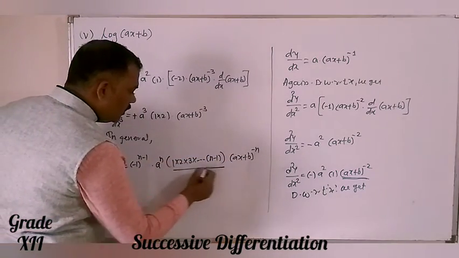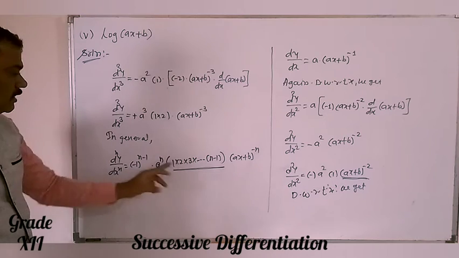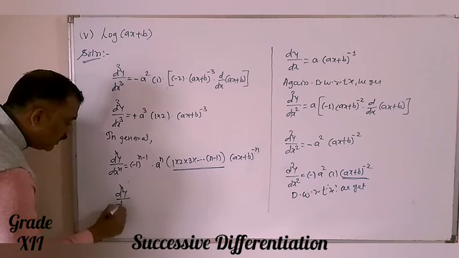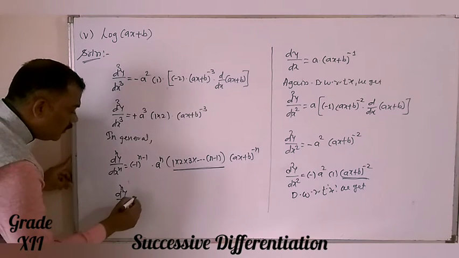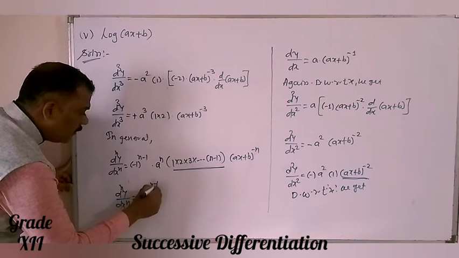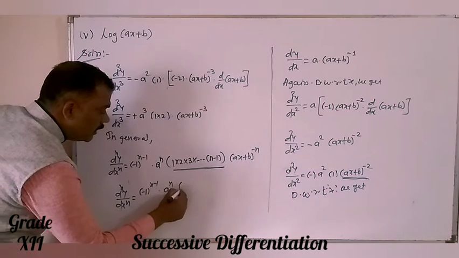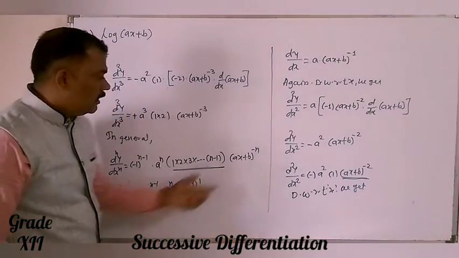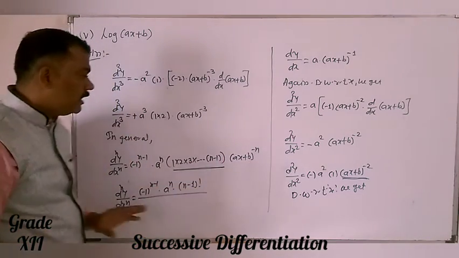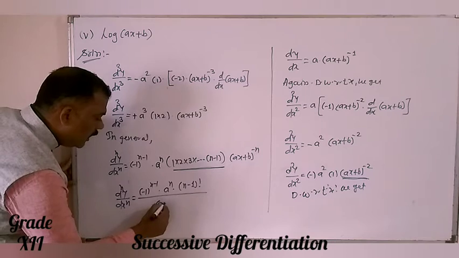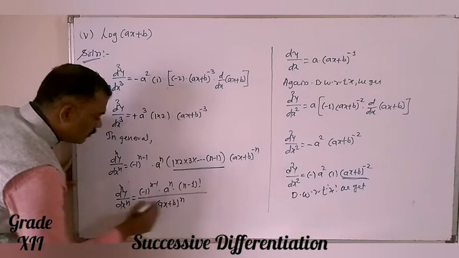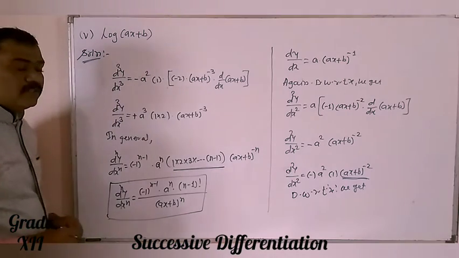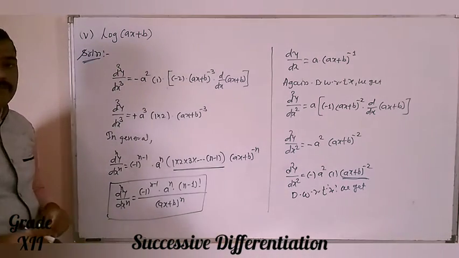This is nothing but, according to the definition of the factorial notation, n minus 1 factorial, so that we can write the nth order derivative dny by dx raised to n is equal to minus 1 raised to n minus 1 into a raised to n into n minus 1 factorial divided by, since in the denominator its power must be positive, (ax plus b) raised to n, which is nothing but the nth order derivative, the required answer of this example number 5.